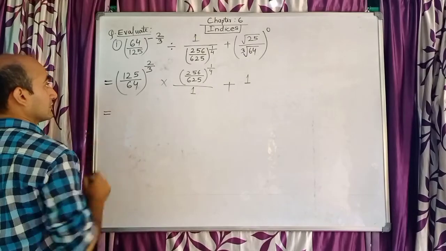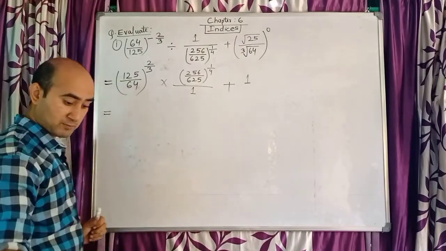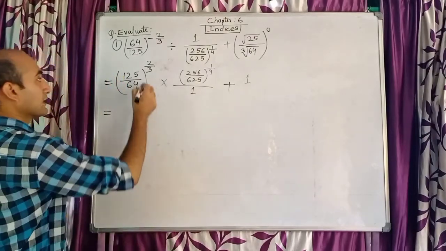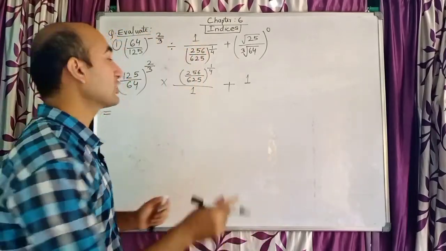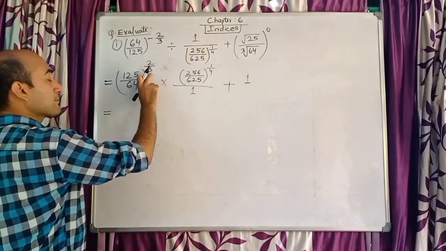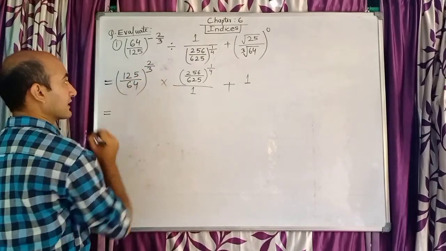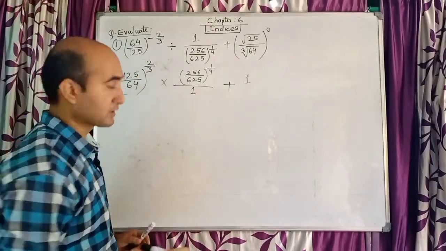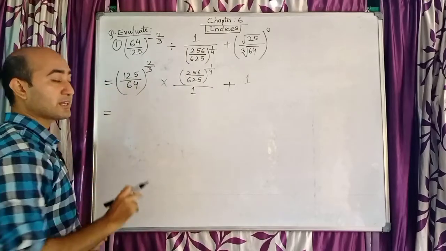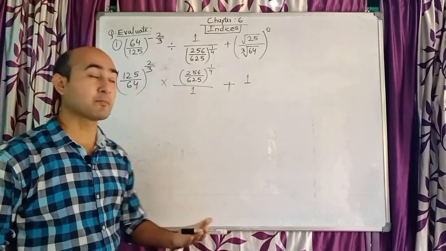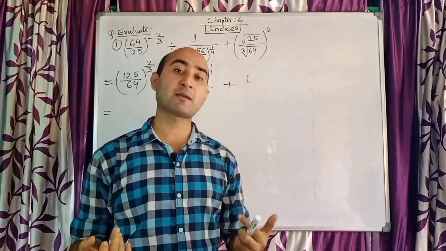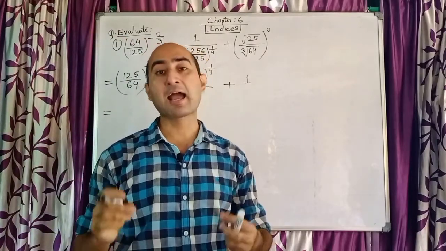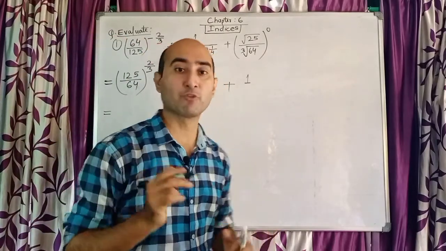Now, yesterday in my last video I told you, if I have a fractional power, then look at the denominator of the power. What is the denominator of the power? 3. 3 means cube. So you think, 125 is the cube of which number, and 64 is the cube of which number? 125 is the cube of 5 and 64 is the cube of 4.